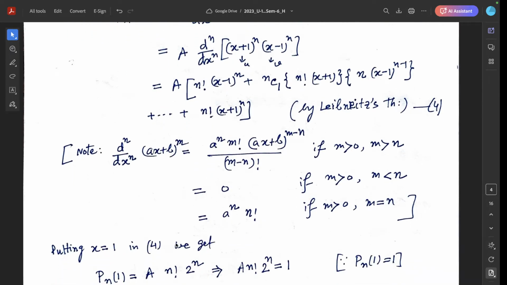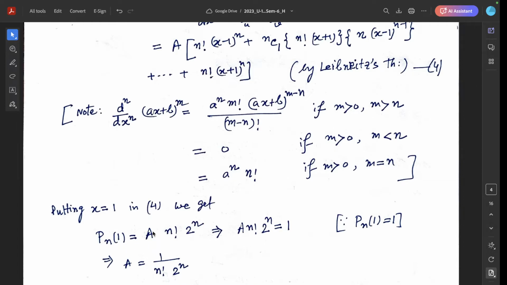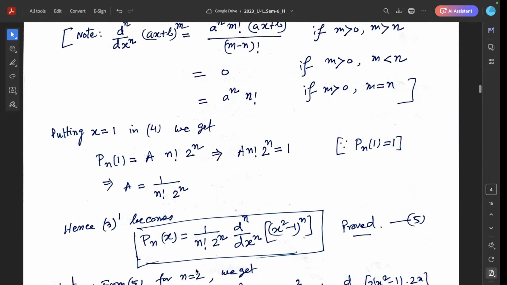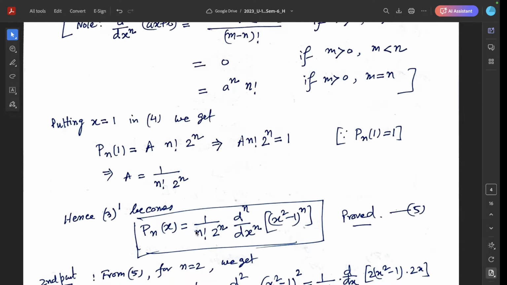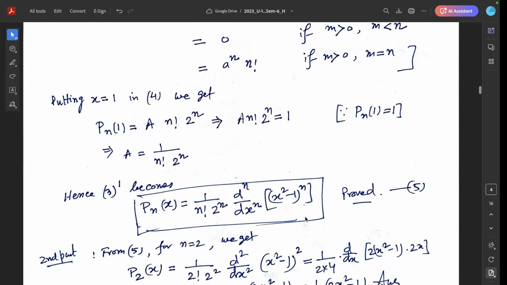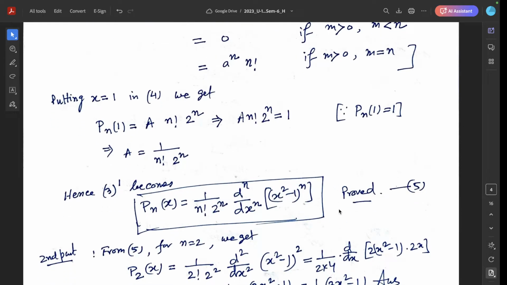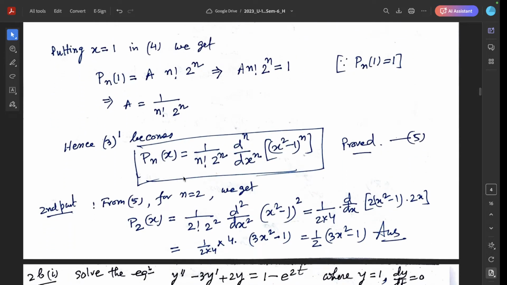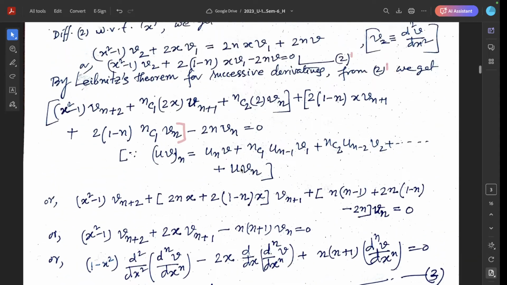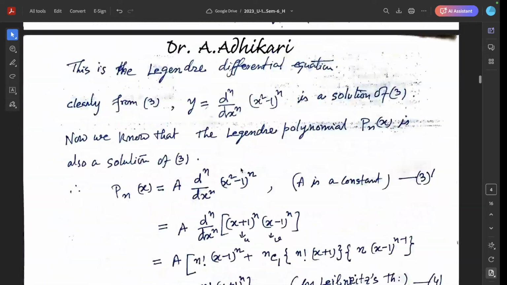And putting x equal to 1, we get Pn(1) equal to a times n factorial times 2 to the power n. So a equals 1 by n factorial 2 to the power n. Hence Pn(x) equals 1 by n factorial 2 to the power n, d^n/dx^n of (x square minus 1) to the power n. This is the proof.